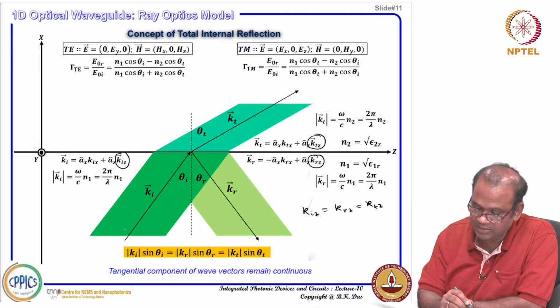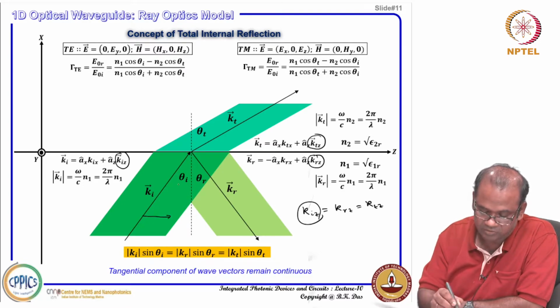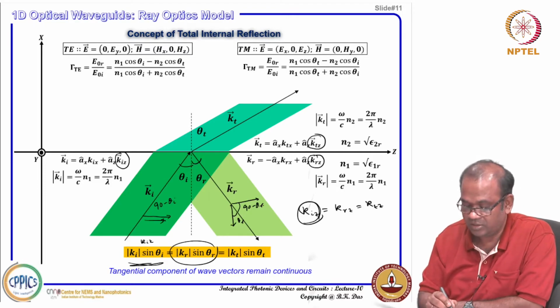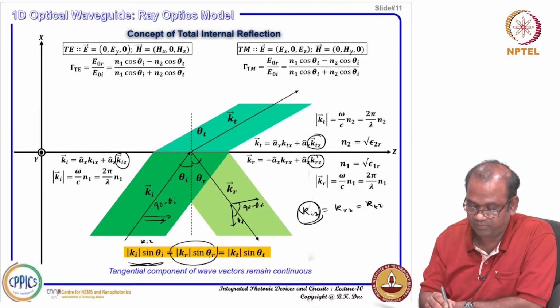Now, what is Kiz? If this is theta i, then this angle is 90 minus theta i. So this component is Ki times sin theta i, and that is Kiz. Similarly for the z component, if this is theta r, this will be 90 minus theta r. So Krz is Kr sin theta r.